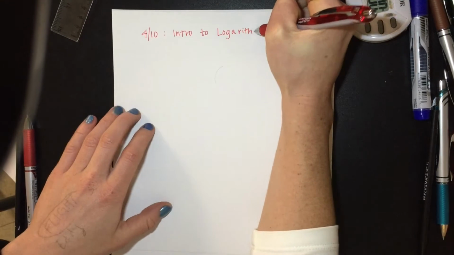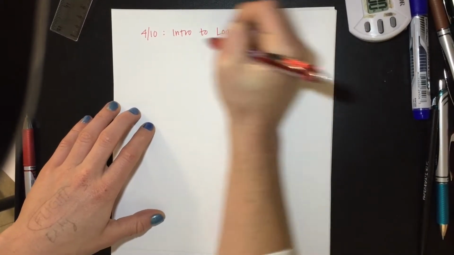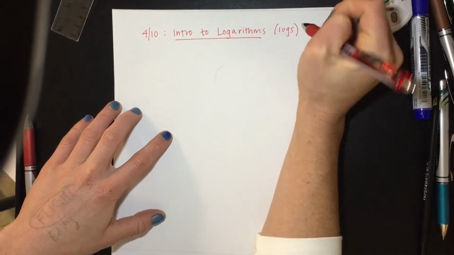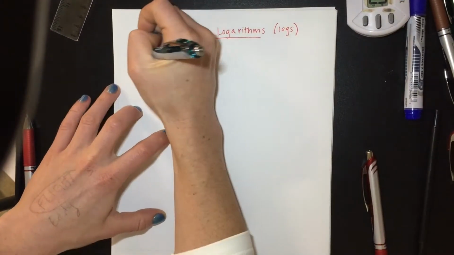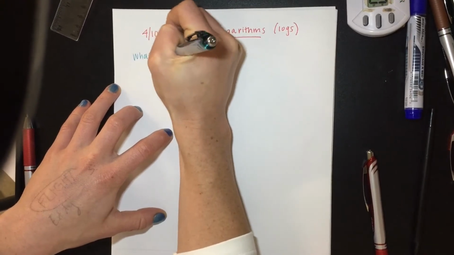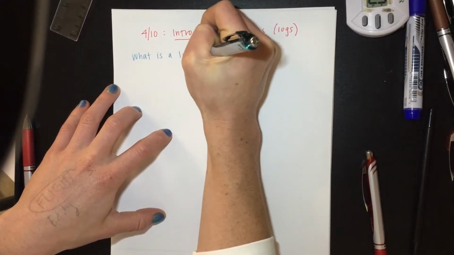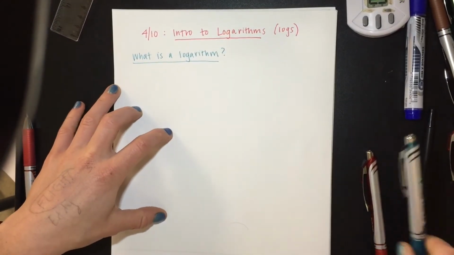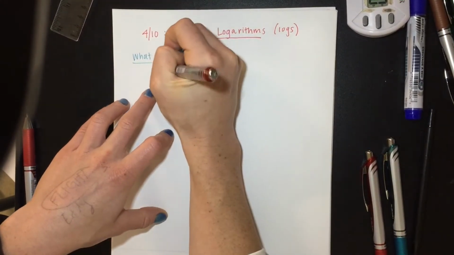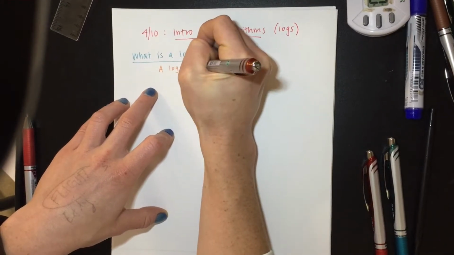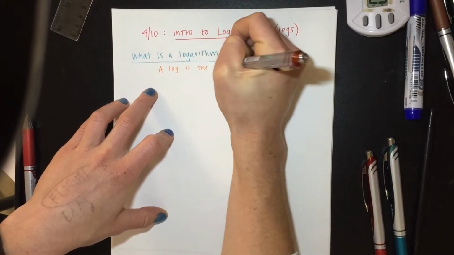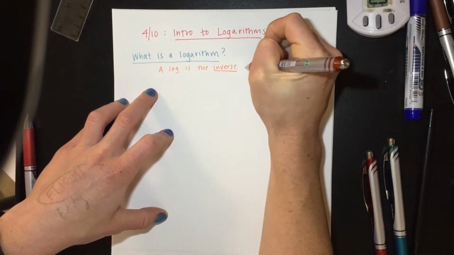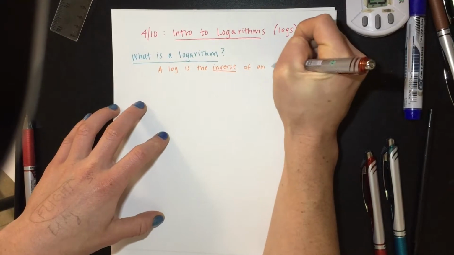Logarithms, which we call logs. Okay, so first, what is a logarithm? A logarithm, which we just call a log, is the inverse of an exponent.